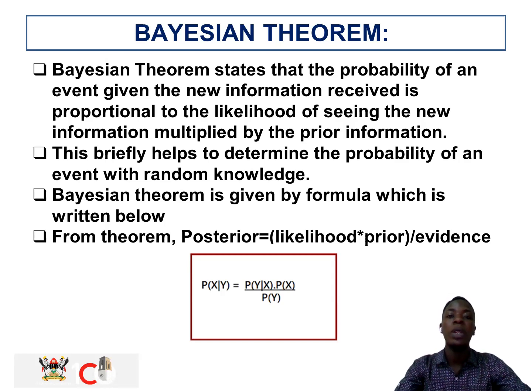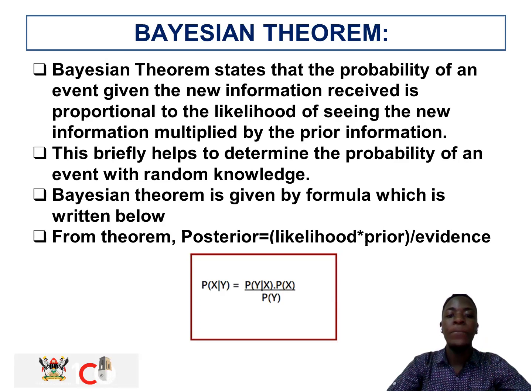So the Bayesian theorem helps us find the probability of a system where we already have evidence on that system. We already have some given data about that. The Bayesian theorem is given by the formula written below, where we have the posterior, which is the likelihood multiplied by the prior over the evidence.